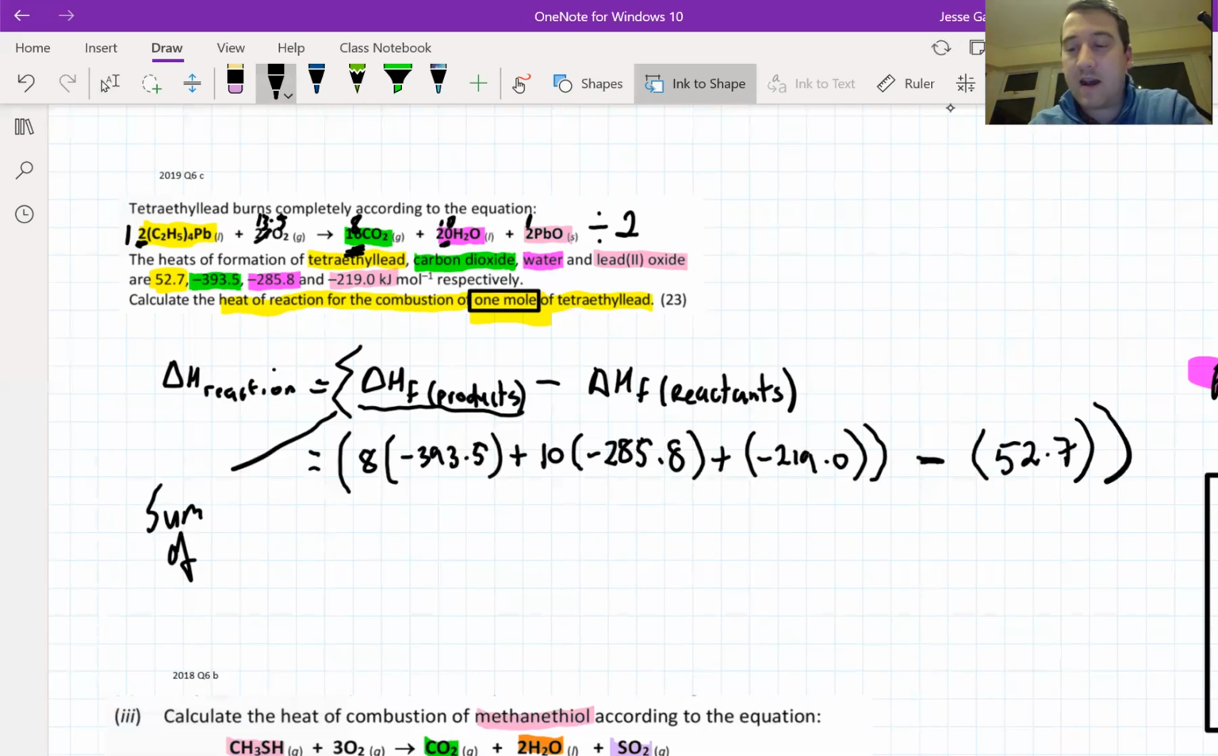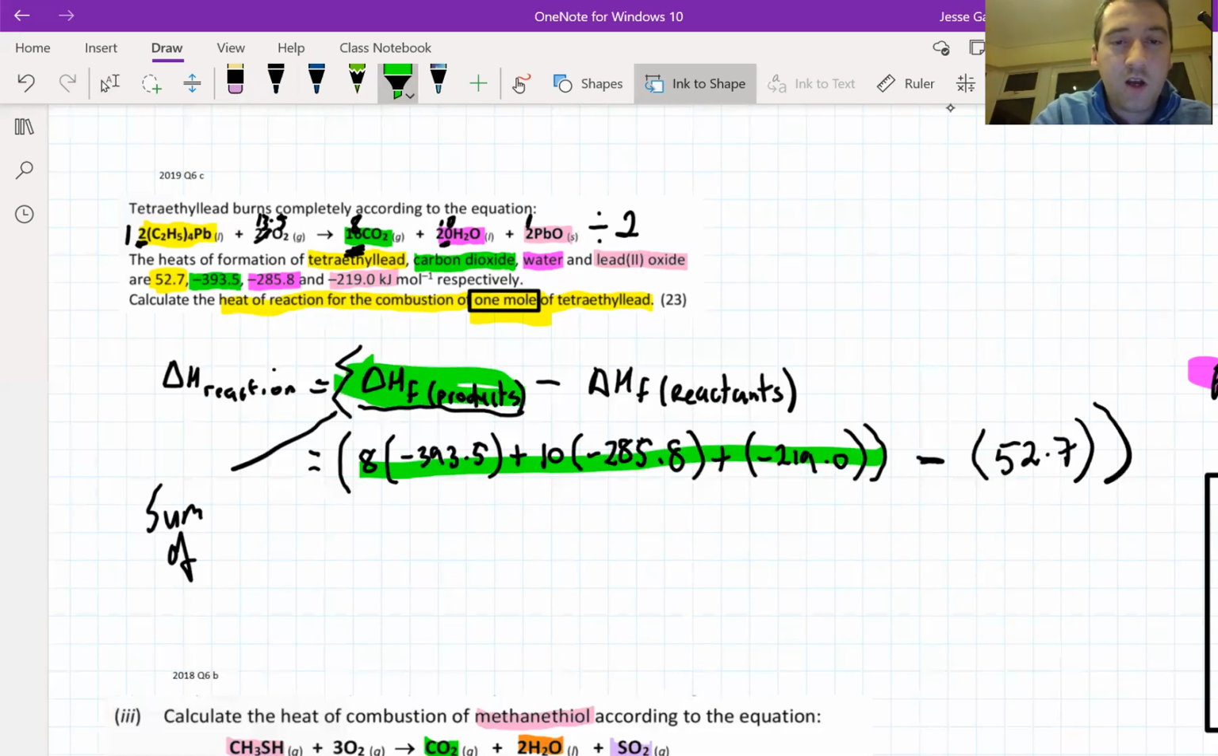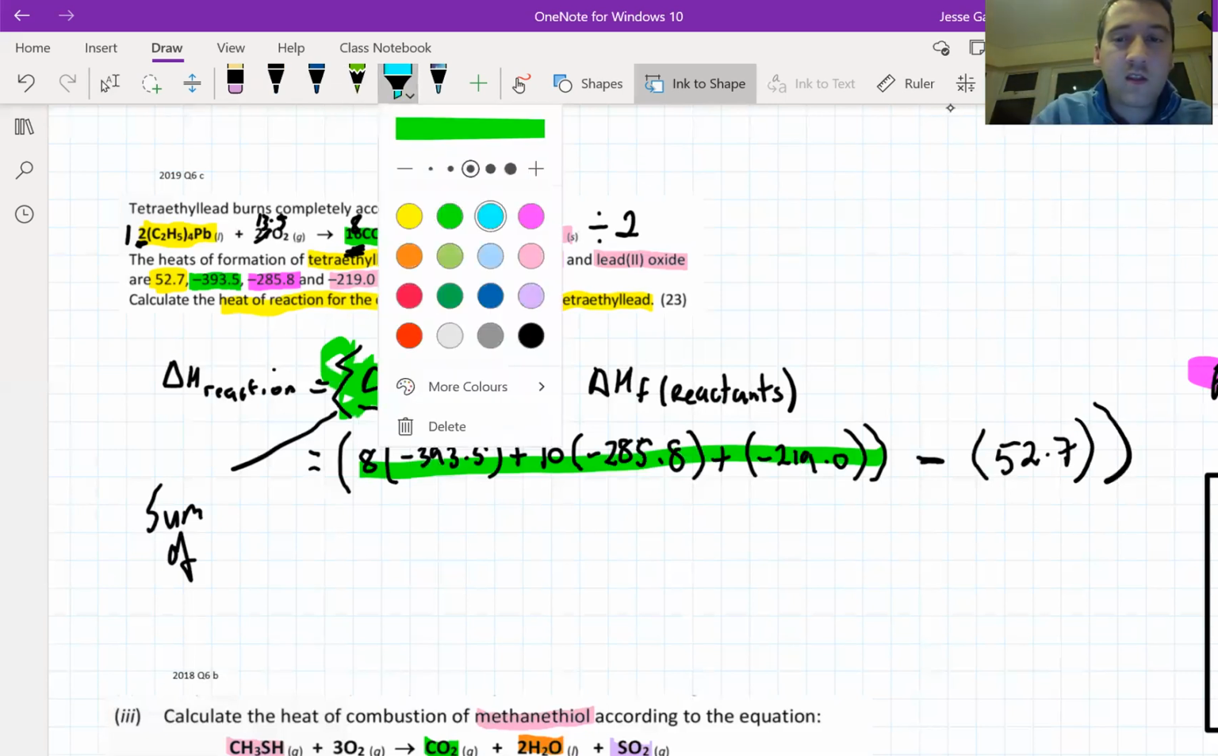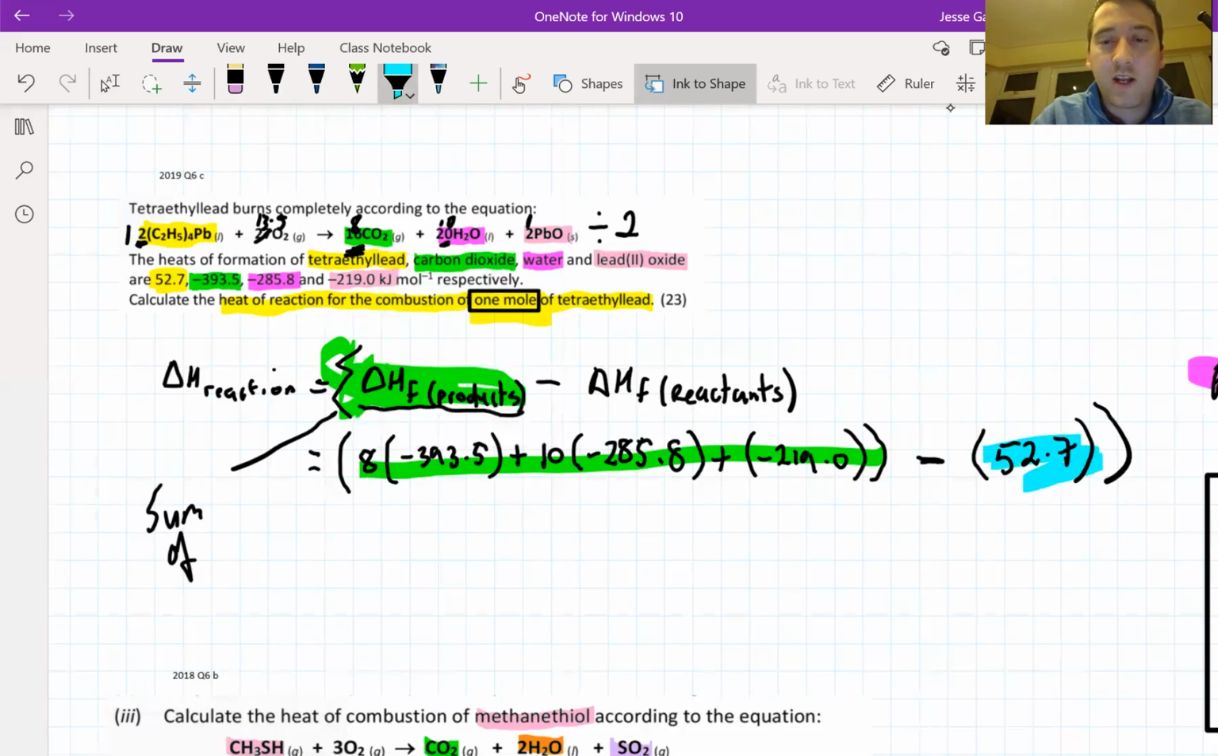Okay, and I need to do that whole sum. So you need a calculator now. Absolutely 100% use your calculator. You're allowed to, so you should. First of all, I'm going to do the sum of the products. So I'm just going to do this bit first. Okay, and all of this fits into here, the sum of the delta H of the products. And then this guy is the sum of the delta H of the reactants. Now there's only 1 reactant here, so there's only 1 value here.